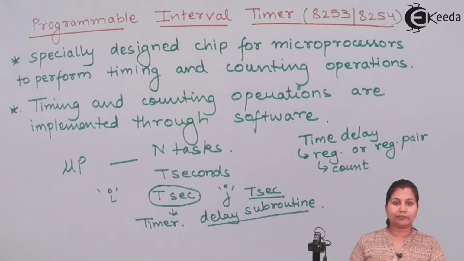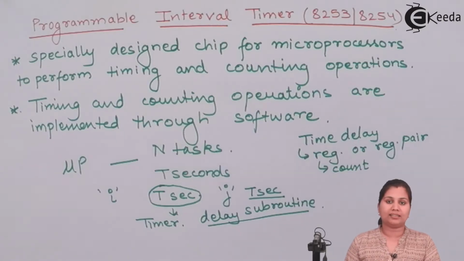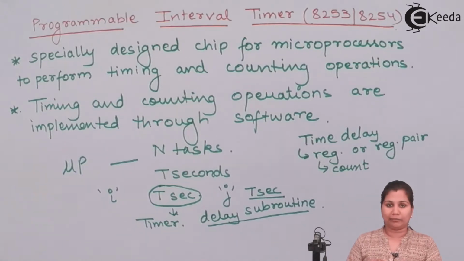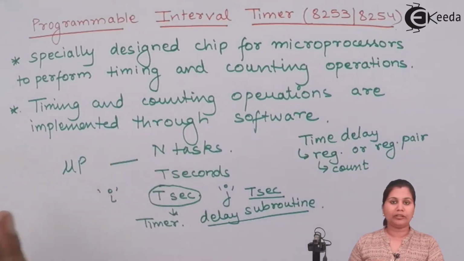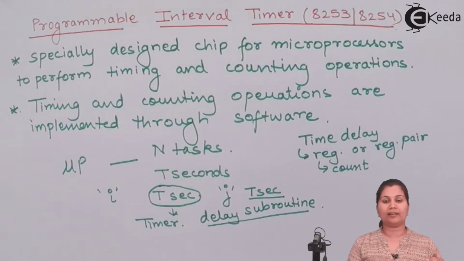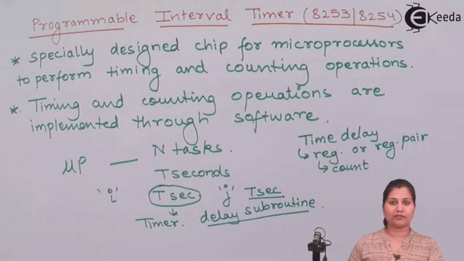So to relieve the microprocessor from all this complexity, we can use an external timer. Every time the microprocessor completes a task, that timer will work. It will initialize the counter and decrement the counter, and it is going to provide the time delay of t seconds. So the microprocessor is not busy in executing the subroutine. It is free from its job. It can perform any other job.